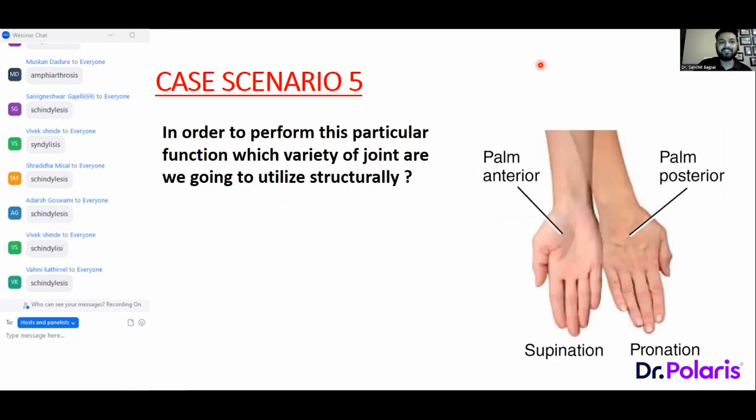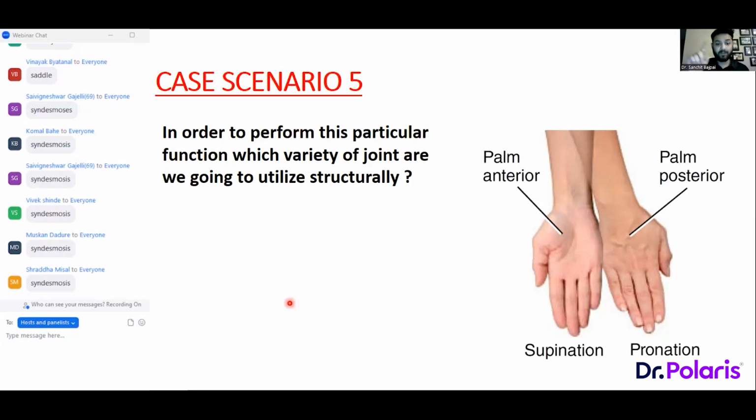Now, if you remember, I showed you something. In order to perform this particular function, which variety of joint are we going to utilize structurally? Think. Okay. Vinayak has already gone to the part we will discuss later, the synovial variety. And Sai Vigneshwar has answered syndesmosis. Many people have answered after that. Can we have Komal on the mic, please?